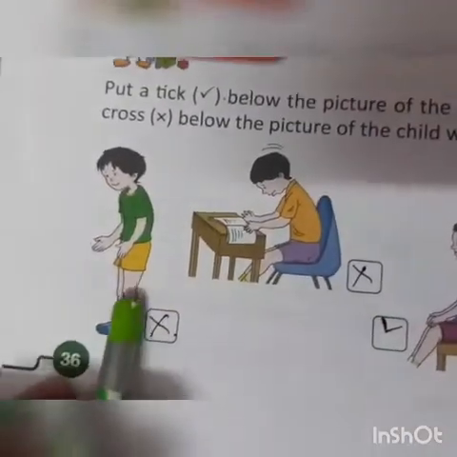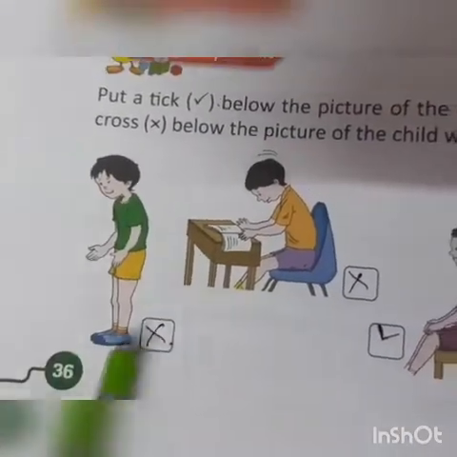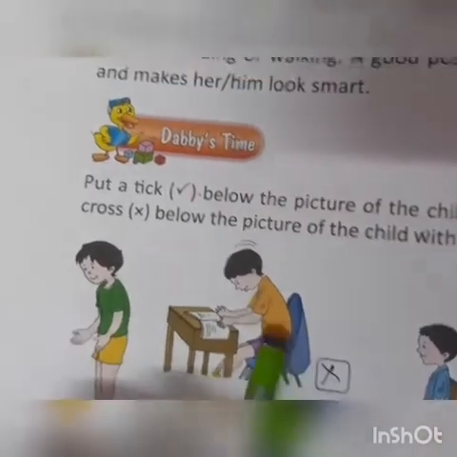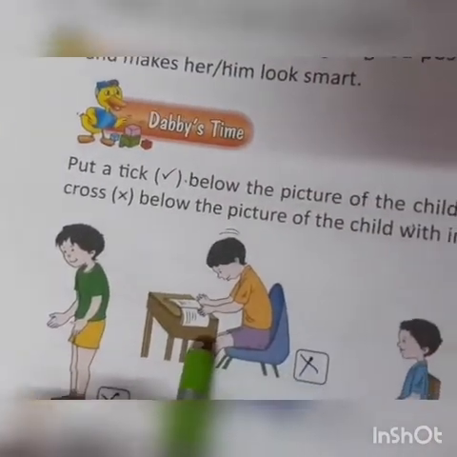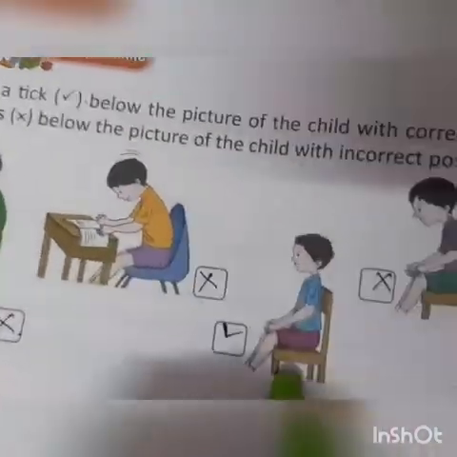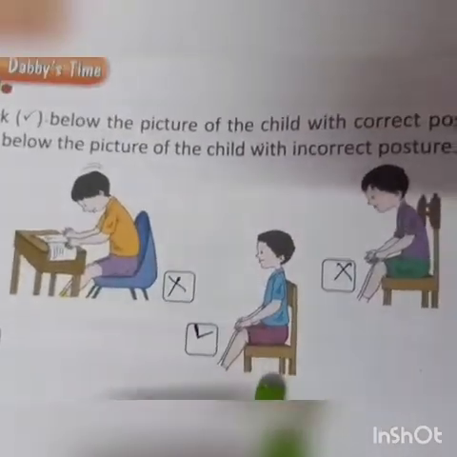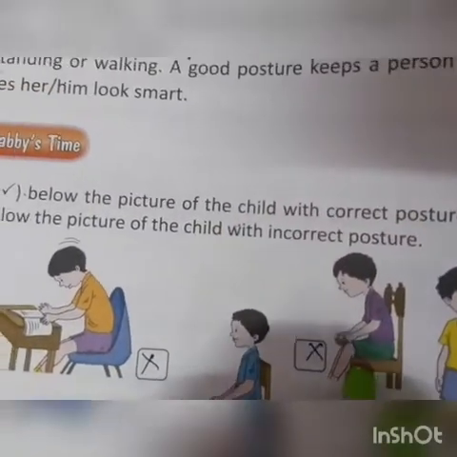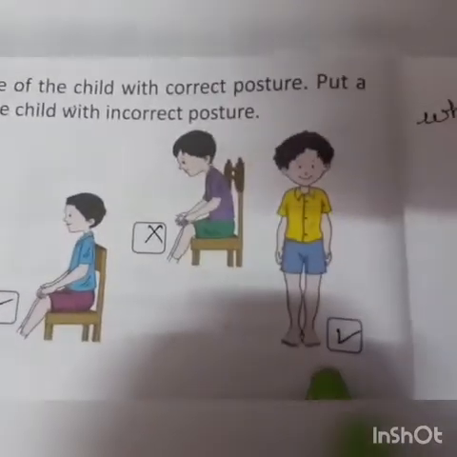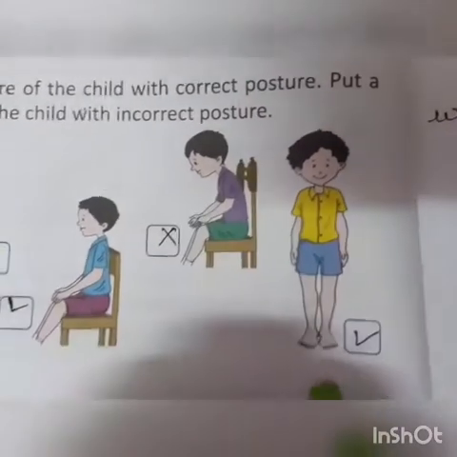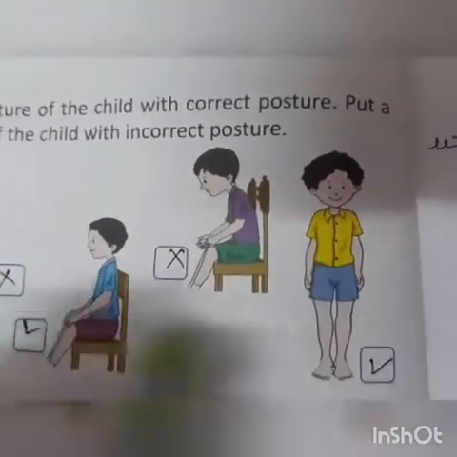जैसे कि ये बच्चा खड़ा है, झुक के खड़ा है, so this is wrong. ये लिख रहा है तो कैसे लिख रहा है? ऐसे, कितना distance है table और chair के बीच में, so this is also wrong. This is the correct posture. He is sitting straight upright. This is also wrong, ऐसे झुक के बैठा है, and this posture is right. He is standing in the correct proper straight, खड़ा हुआ है. So these two postures are right and these three are wrong postures.